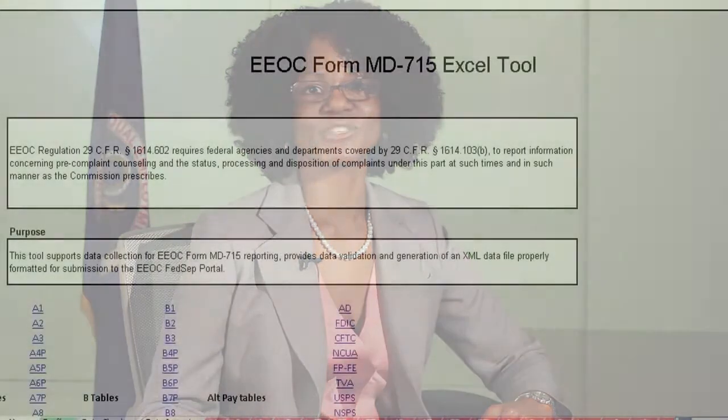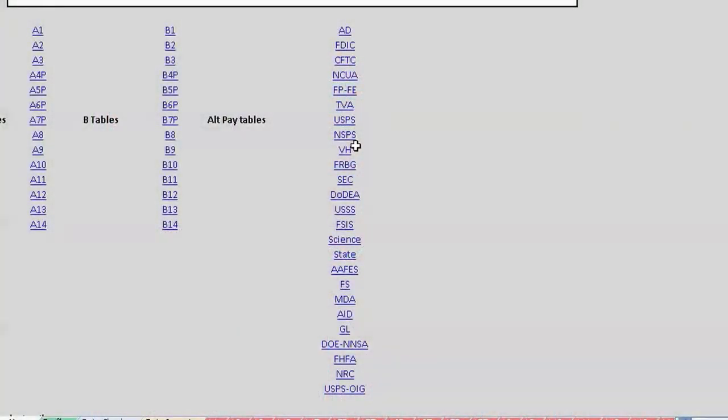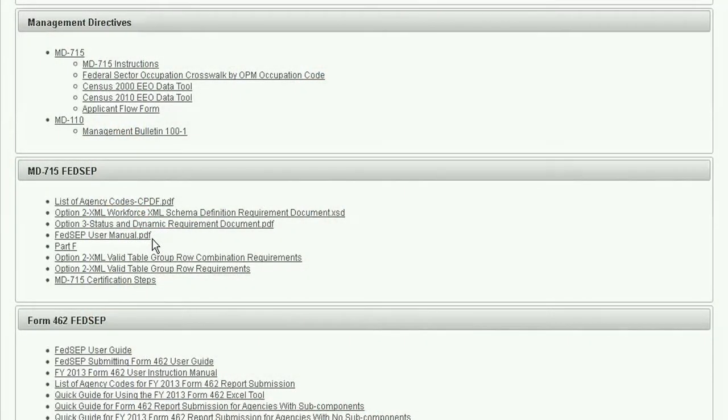Instructions page. The instruction page summarizes the EEOC's legal authority for collecting the MD715 report and provides agencies with an overview of the template. The overview has hyperlinks to each of the tables. If an agency has an alternate pay plan, i.e. a pay plan other than the GS schedule and wage grade, the agency should locate the pay plan behind the B tables. The instructions page lists all of the alternate pay tables available in the template. The instructions page provides general guidance for entering data into the template. For more information, please review the FedSEP user manual on the guidance page in FedSEP.